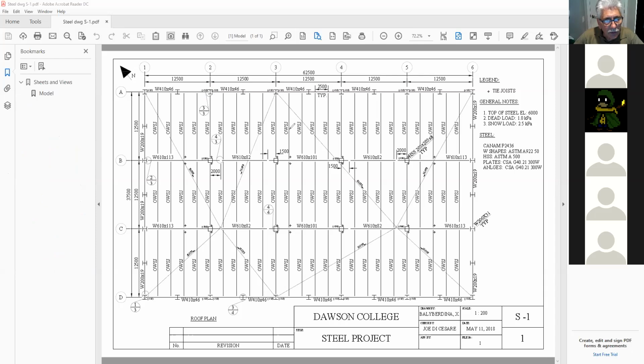somebody asked me about the drawings. Now, when you're doing a structural steel drawing, the first thing you want to establish is this roof plan.